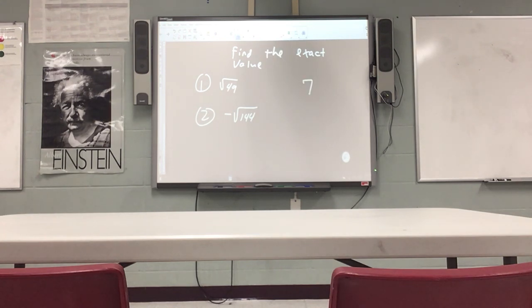That's half right. Okay? Because I could say 7 squared is equal to 49. That's true, so that's good. But I could also say -7 squared is equal to 49. Right? Because that would mean -7 times -7, and negative times a negative is a positive.